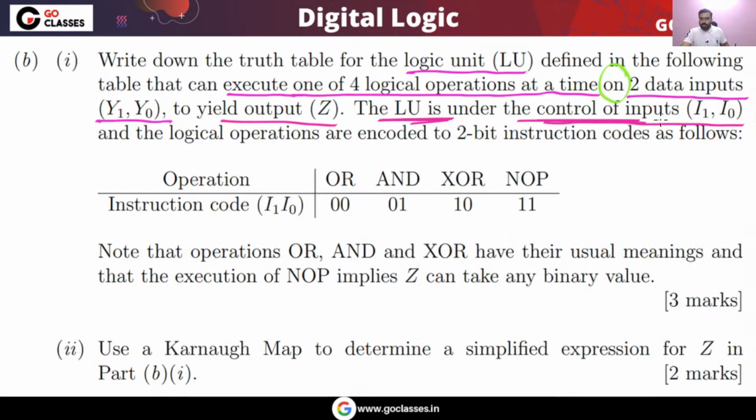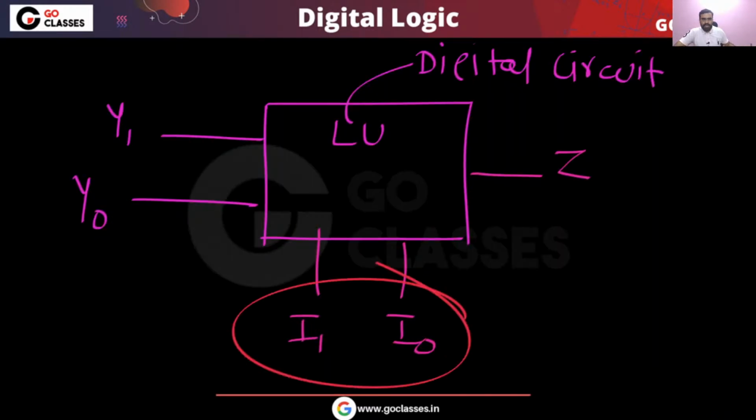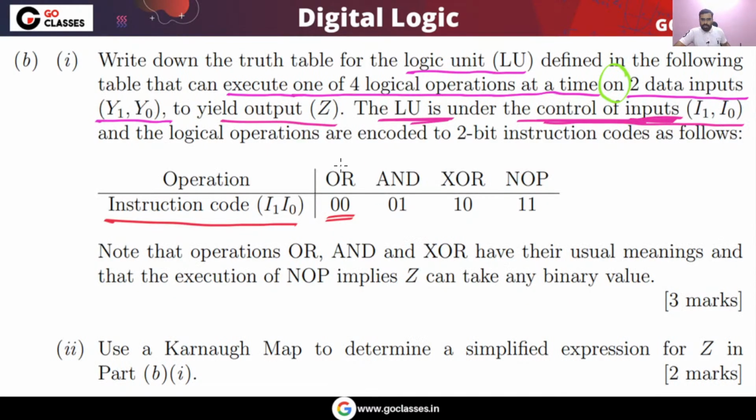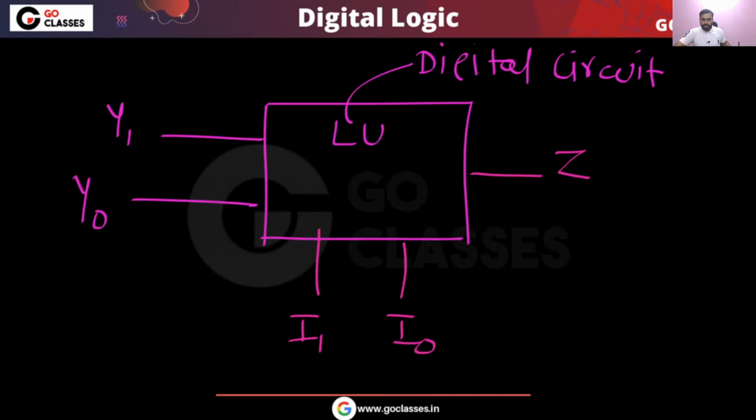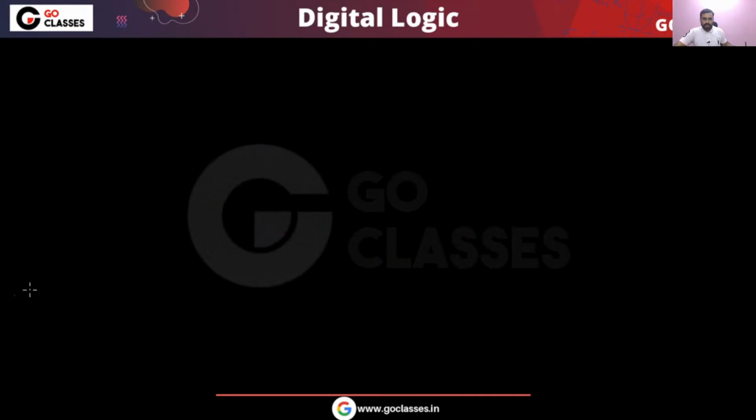There are two control inputs. And the question is saying, when the inputs are 0, 0, these two inputs, when they are 0 0, then you will perform the OR operation. So very simple, what is this logical unit doing?